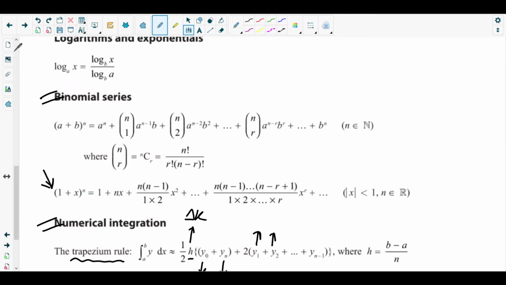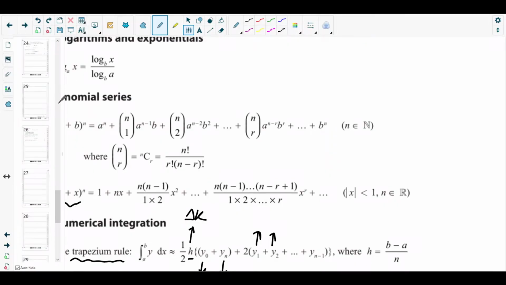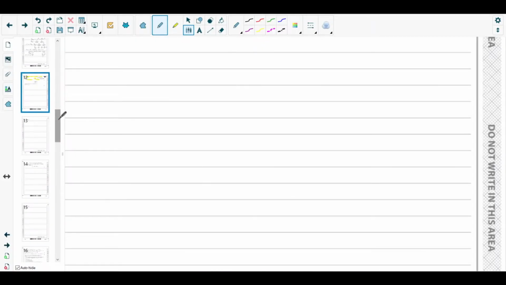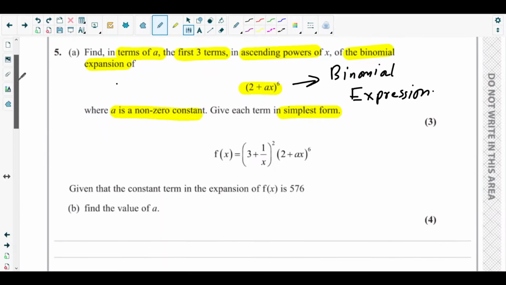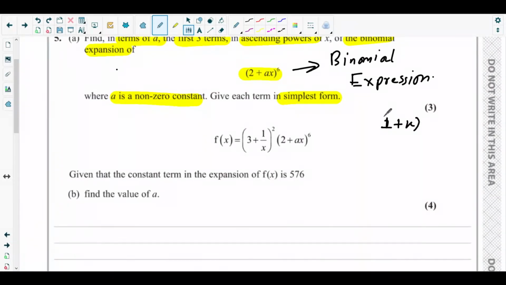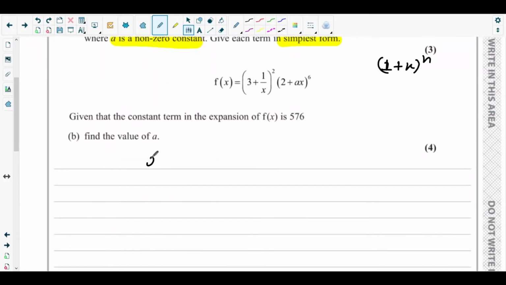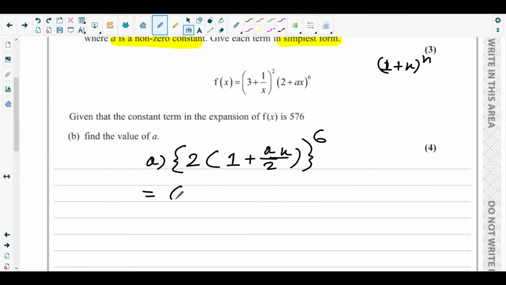The second formula wants to have 1 + x, so the first term should be 1. If the first term is 1, then we need to represent the given binomial expression in the form (1 + x) to the power n. To convert into this form, we can take 2 common from there. The first term becomes 1 and the second term becomes ax over 2, and then the second bracket is to the power 6. Now take the 2 outside the bracket. So 2 to the power 6 is 64 times (1 + ax over 2) to the power 6.